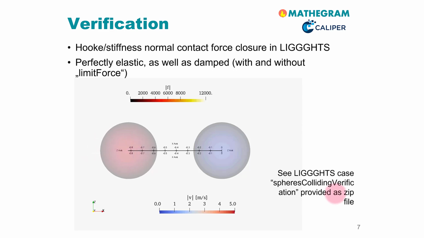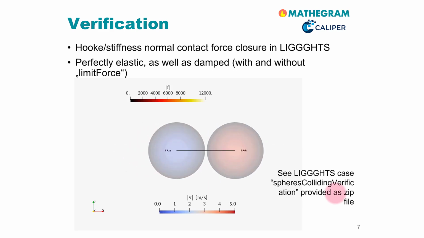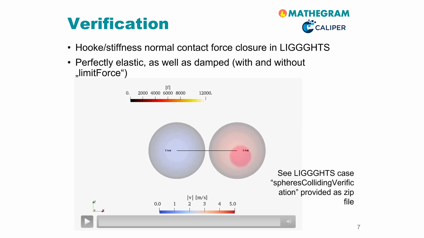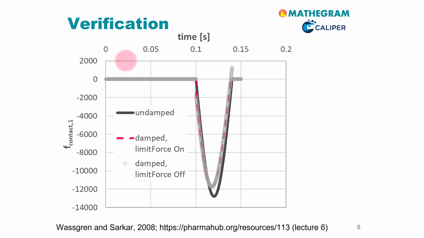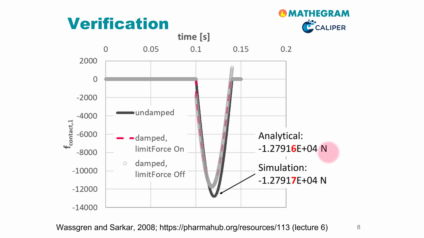So let us now look at the results. This is an inelastic collision. You see the particles overlapping, and the vectors illustrate the force acting on the two particles. We now look at the time evolution of this contact force. For the undamped case, the black solid line, we find a maximum force on particle number 1, the left particle, of minus 1.27917 e to the power of 4 Newton. If we look at the analytical solution, you will find that we made only this tiny error here.